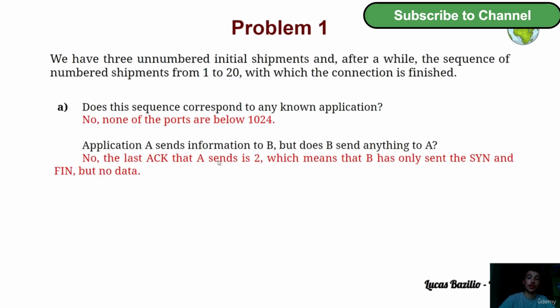So the answer to the question, does B send anything to A? No, because the last acknowledgement that we just discussed, that A sends to application B, is the value 2. This means that we have 0 bytes of data. We only have the synchronization and the finalization. Remember, we will always have the synchronization and the finalization. That's why the value is 2. But what is important is that we have 0 bytes of data. So no, B doesn't send anything to application A.